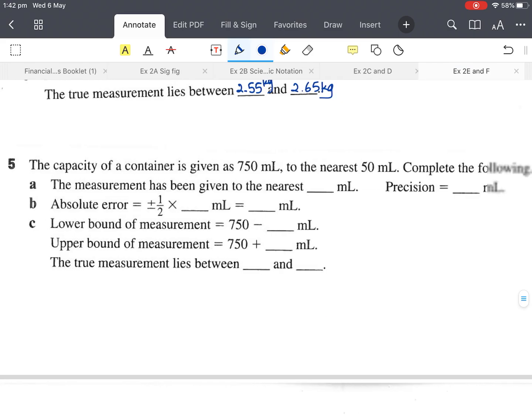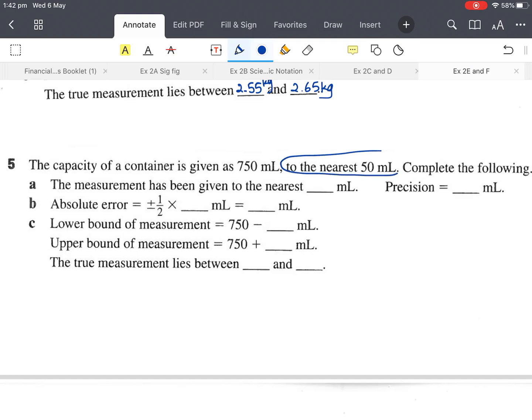Number 5, the capacity of a container. Now, if you want to have a go on your own, can you pause the video, have a go at this one on your own, and then start it again, please, and see how I go. So feel free to pause at any time. Capacity of a container is given at 750 mils to the nearest 50 mils.